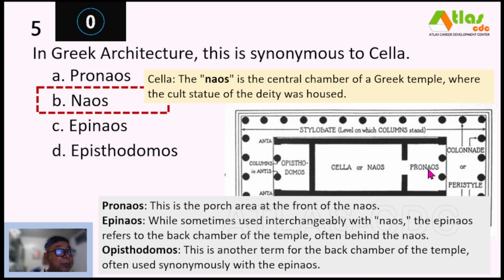Ang pronaos is the porch area at the front of the naos, and epinaos is used interchangeably sometimes with naos. The epinaos refers to the back chamber of the temple, often behind the naos, and opistodomos is another term for the back chamber of the temple, often used synonymously with the epinaos. So ito yon.